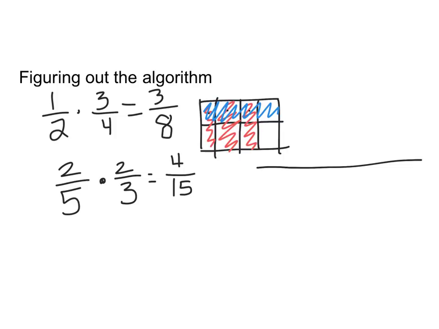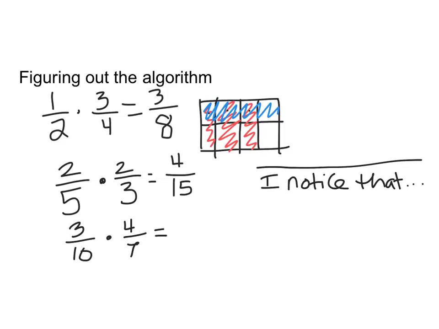I want you to write down, "I notice that," and then fill in the pattern when you see it. I'm going to give you a couple more examples. So I know that 3/10 times 4/7 gives me 12/70. Do you see the pattern? If you already noticed the pattern, check and make sure it works with this one too.